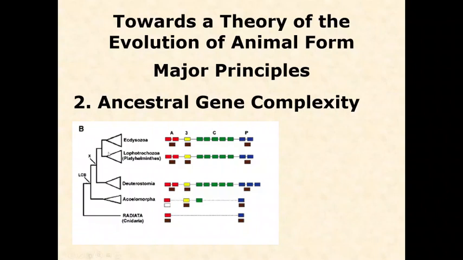And if we go back to the ancestor bilaterians, that's somewhere between 600 million and 1 billion years ago. Obviously all the DNA is gone.